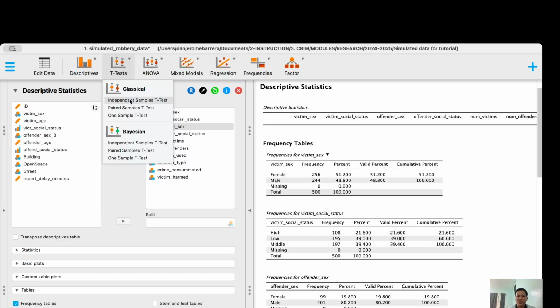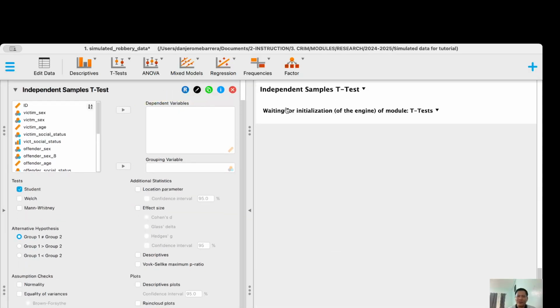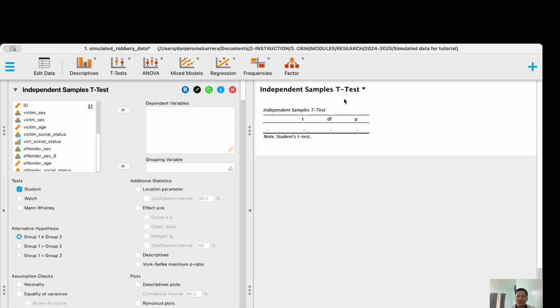Remember that we are going to associate sex with crime reporting delays. So let's use independent samples t-test, because using this test we can compare two groups, binary groups or categorical groups, in terms of a continuous variable. Let's click independent samples t-test. So it is blank because we have no variables placed here yet.